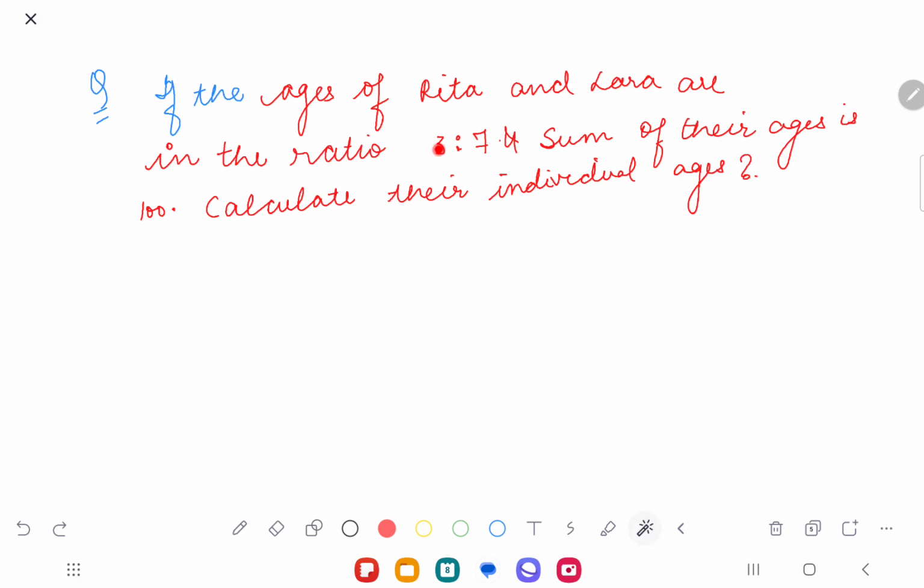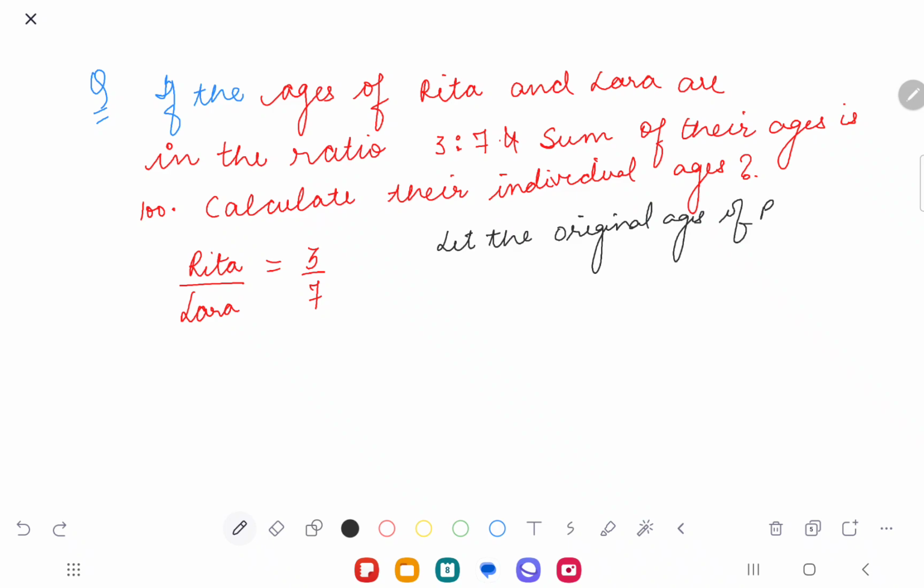Tell me, if I say Rita is to Lara is given to me? Yes or no, Adam? Yes. Rita over Lara is given to me, so that is 3 over 7. So if that's 3 over 7, Adam, is Rita really 3 years old? No. Is Lara really 7 years old? No. So what do you think should have been the real ages? Let the original age of Rita be 3x and for Lara be 7x.